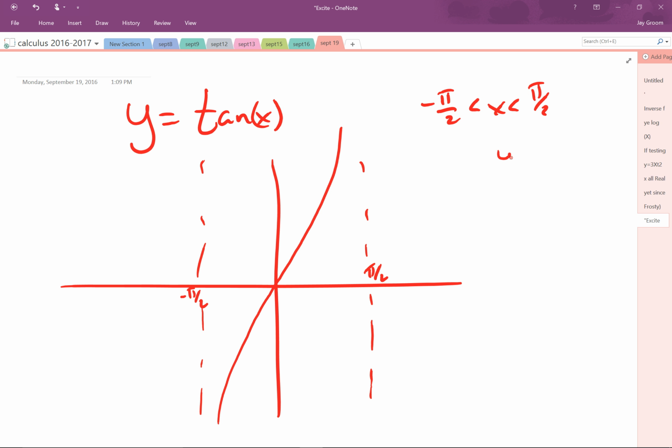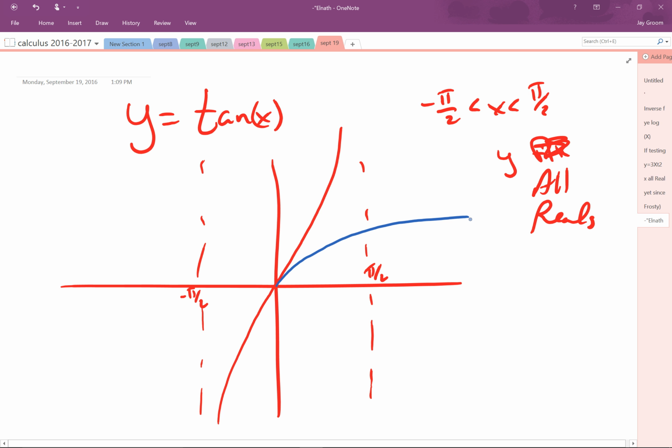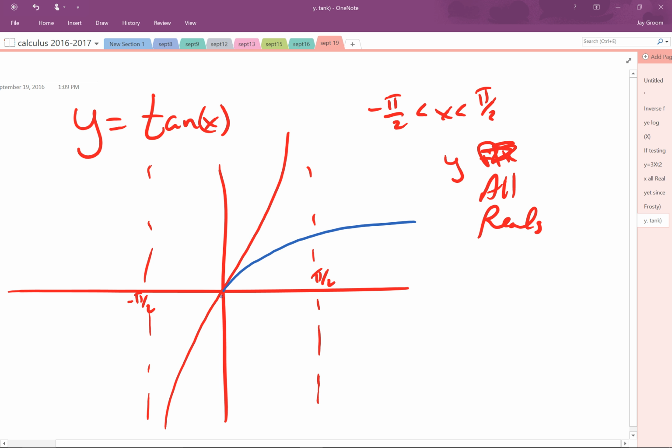Now, obviously y here is all reals, yes? All reals, right? Because it goes up forever and all the way down forever? Now, draw the inverse for me here. Well, it's going to look something like this and like this.